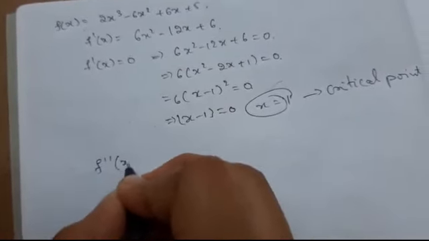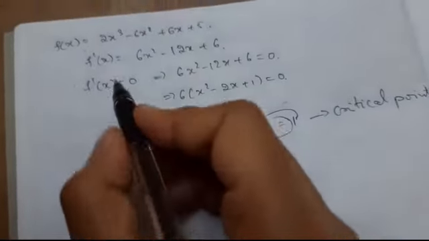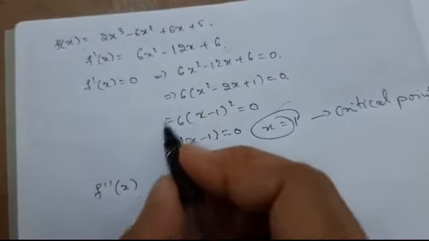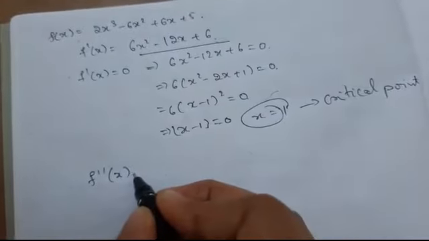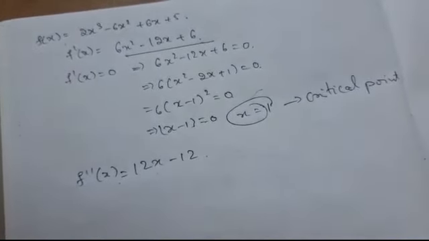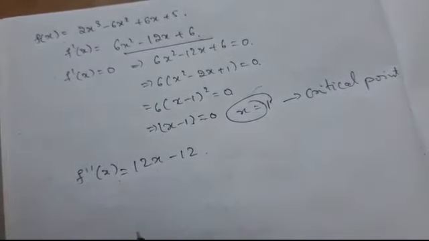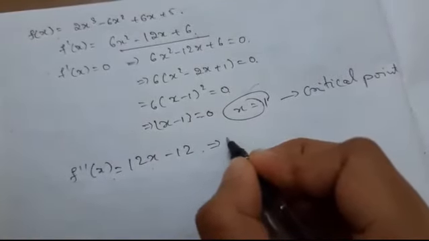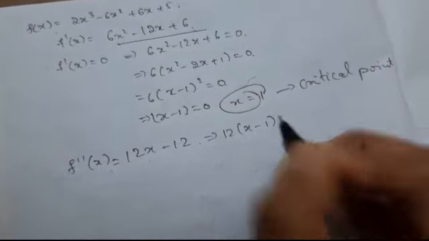We are going to find f double dash of x. So f dash of x is 6x square minus 12x plus 6, which means f double dash of x is 12x minus 12. So this is our f double dash of x, or you can write it as 12 taken common outside, x minus 1.